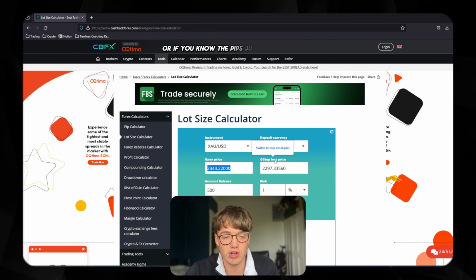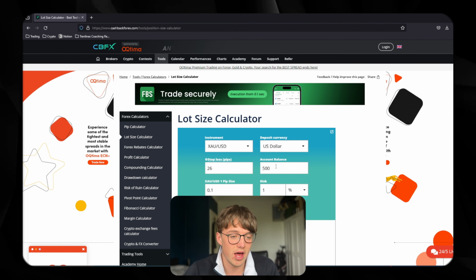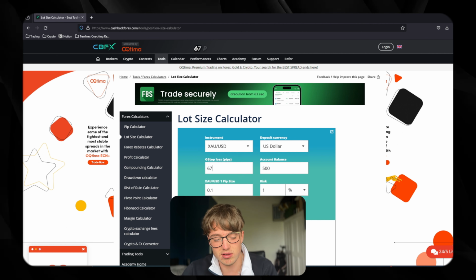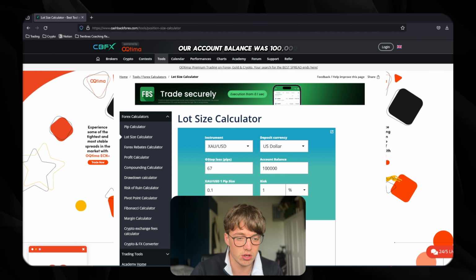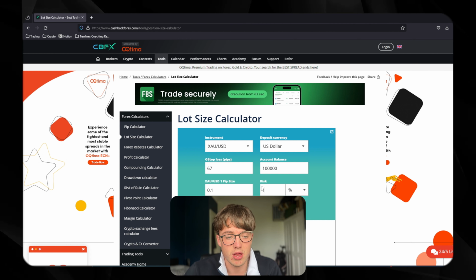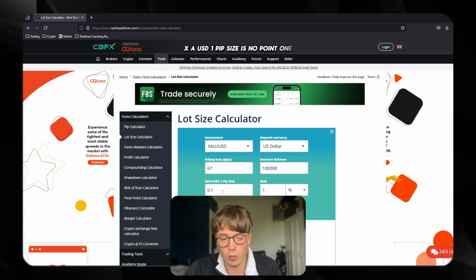Or if you know the pips, just like we did here, then you click to switch the stop loss to pips, and then we put that here. 67 pips was our stop loss. Our account balance was 100,000. We're looking to risk 1%. Leave this one as normal. XAUUSD 1 pip size is 0.1, so that's fine.